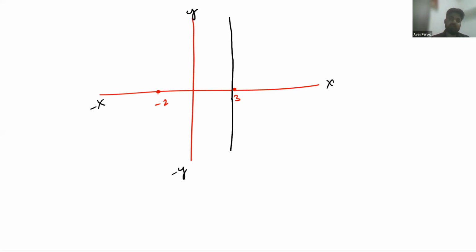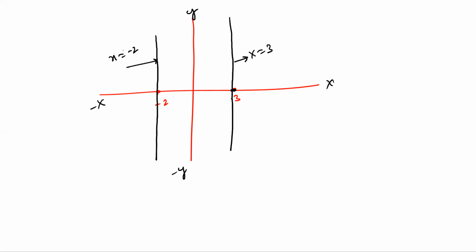It is passing through 3 on x, so the equation for this line will be x equals 3. Got it? If a line is passing through this one, it will be x equals minus 2. Got it? We are just going to discuss a very important question from this point. Okay, you understood?